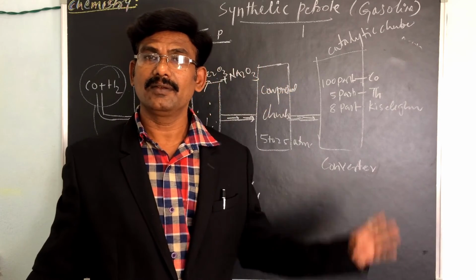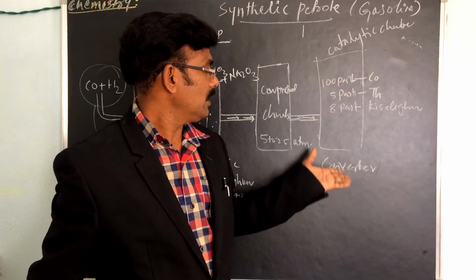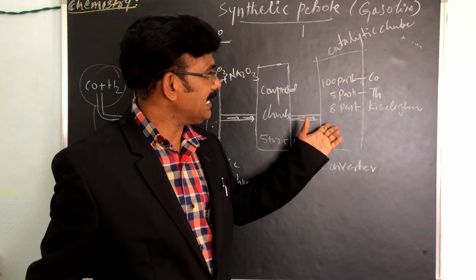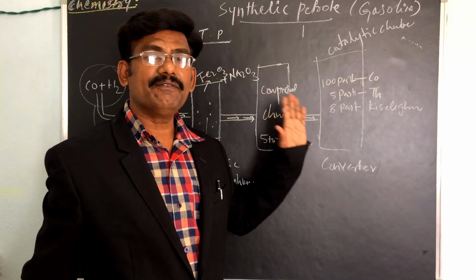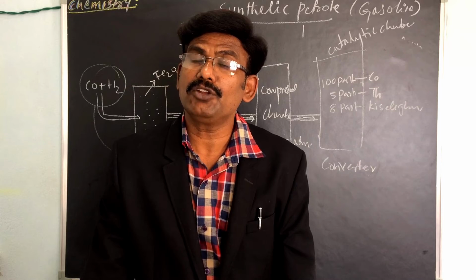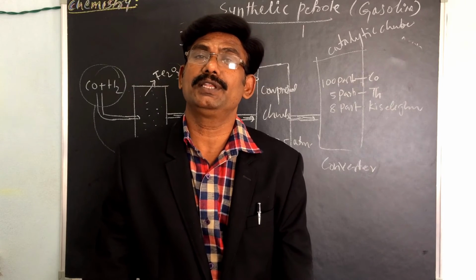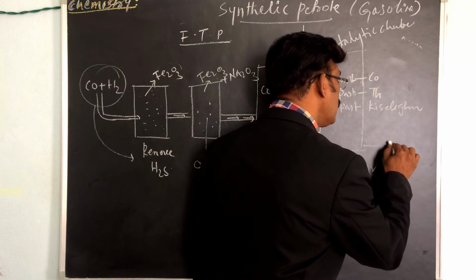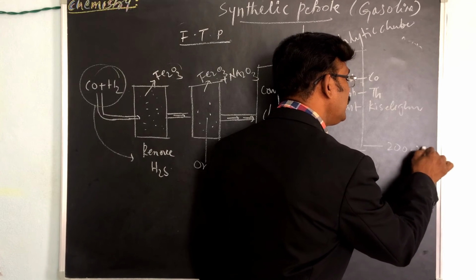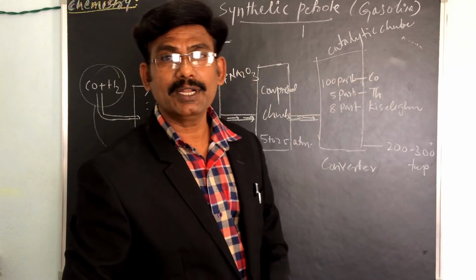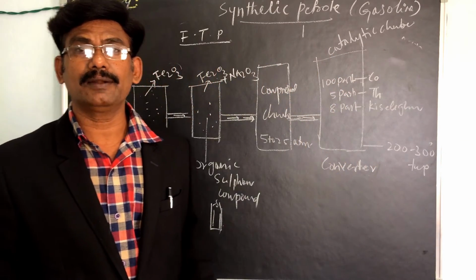This one we have to take in a converter chamber or catalytic chamber. These are a catalyst. So here, very, very important, this catalyst. And temperature: you have to maintain the 200 to 300 degree temperature. How much? 200 to 300 degree centigrade temperature. So temperature also is very, very important in the catalytic chamber.